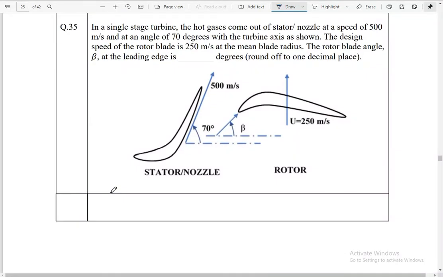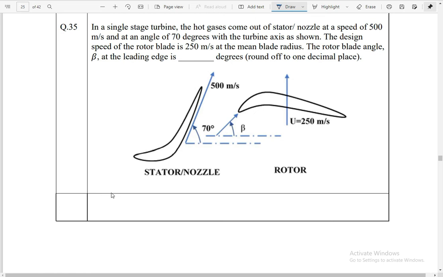In question number 35, in a single stage turbine, the hot gases come out of the stator nozzle at a speed of 500 and the angle is given as 70 degrees. The turbine axis is shown. The design speed of the rotor blade is 250 meters per second. We need to find the rotor blade angle beta.